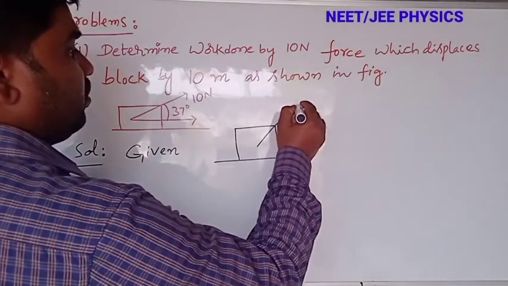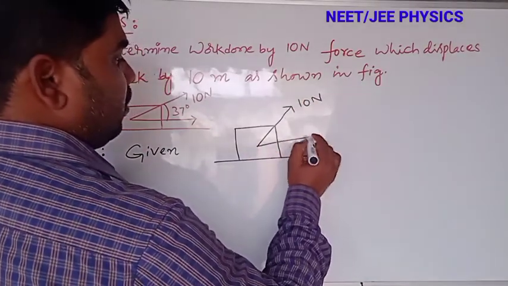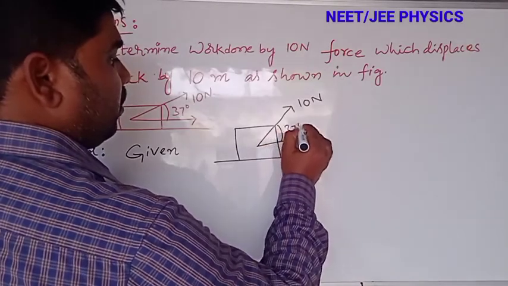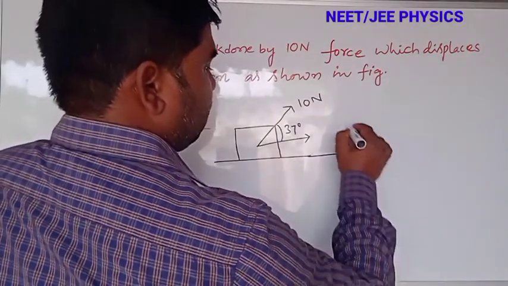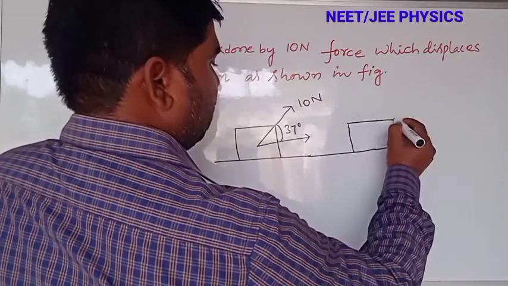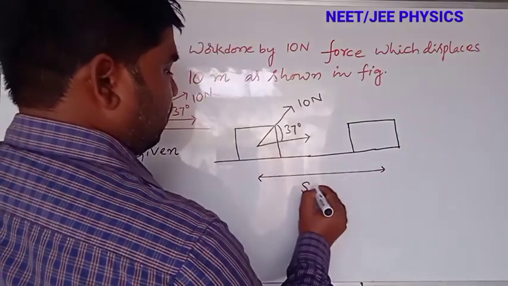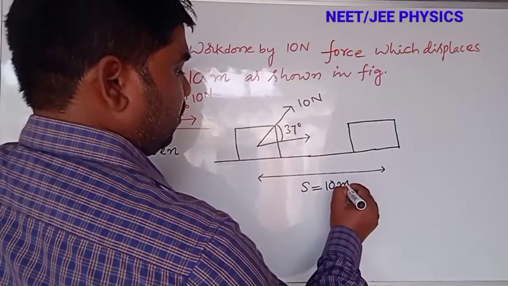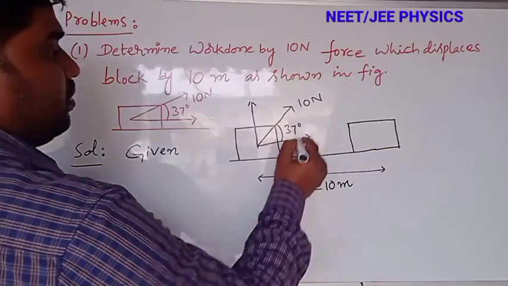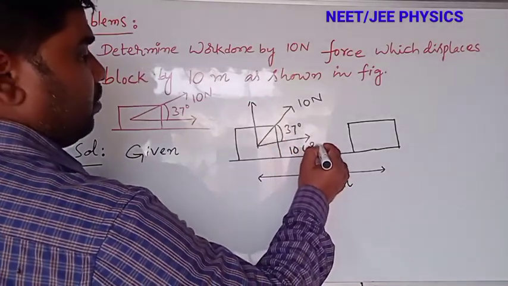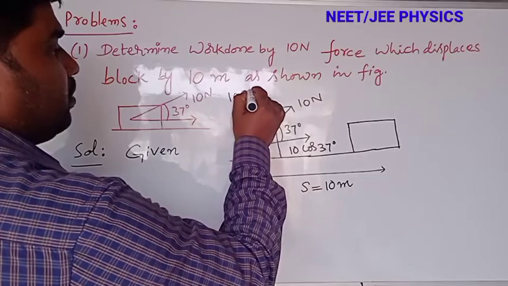This is force 10 newton. It is making 37 degree angle with the horizontal. It is displacing 10 meter along x-axis. So after 10 meters, the position of the block is here. How many meters? S is 10 meter. Now this 10 newton force I am resolving into two components. One is the horizontal component and another one is the vertical component. Horizontal component is 10 cos 37 and vertical component is 10 sin 37.